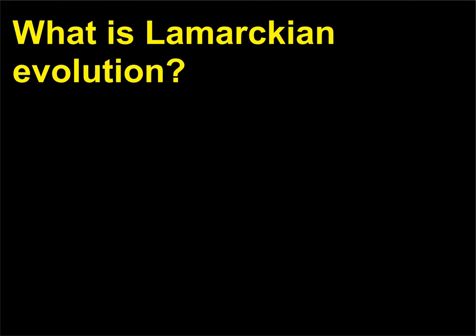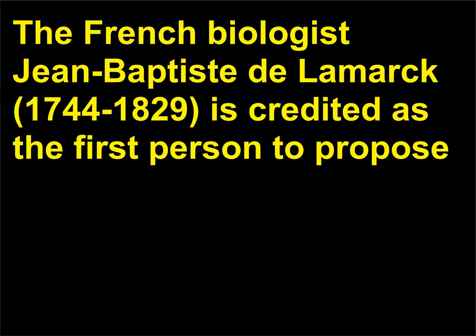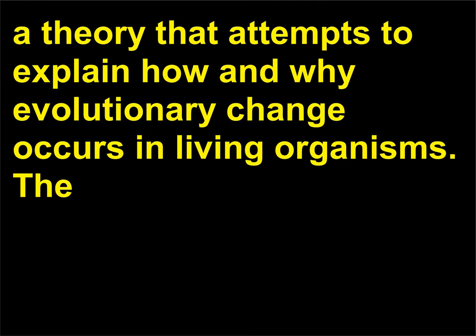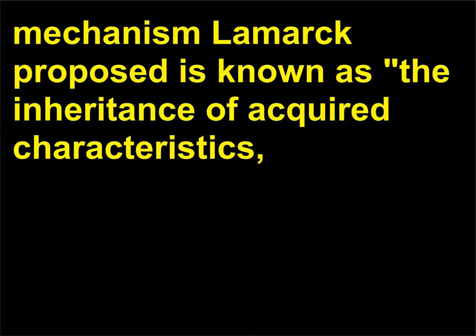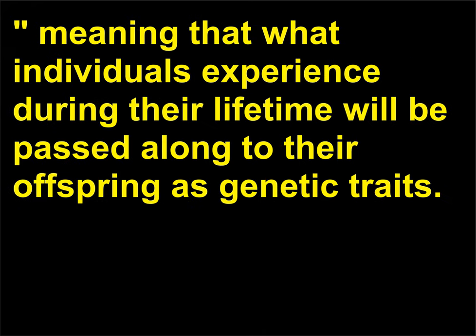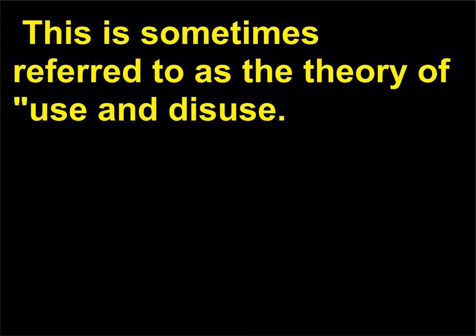What is Lamarckian evolution? The French biologist Jean-Baptiste de Lamarck, 1744-1829, is credited as the first person to propose a theory that attempts to explain how and why evolutionary change occurs in living organisms. The mechanism Lamarck proposed is known as the inheritance of acquired characteristics, meaning that what individuals experience during their lifetime will be passed along to their offspring as genetic traits. This is sometimes referred to as the theory of use and disuse.